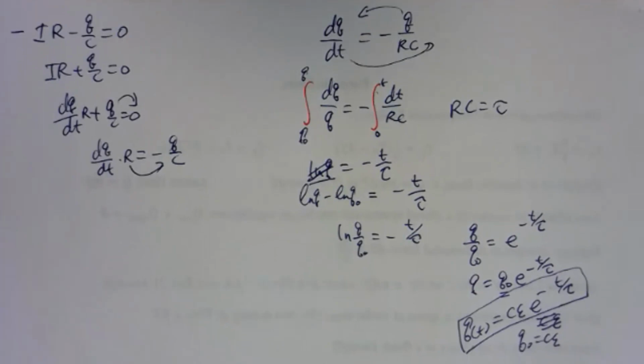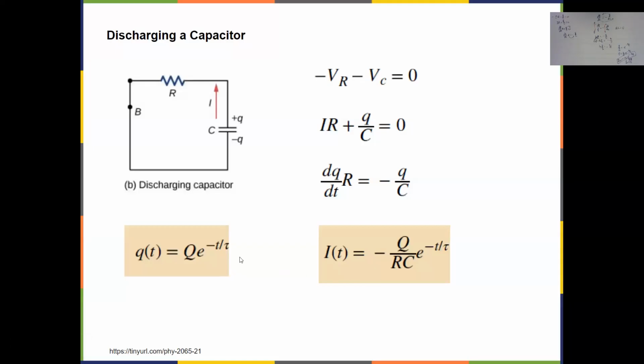Then go back to the slide. For the current, it will be the derivative of Q over dt. That gives you Q times e to the minus t over tau, and minus 1 over tau will come down. So the current equals Q over RC times e to the minus t over tau, and Q is equal to epsilon times C. So this will be minus epsilon over R times e to the minus t over tau.